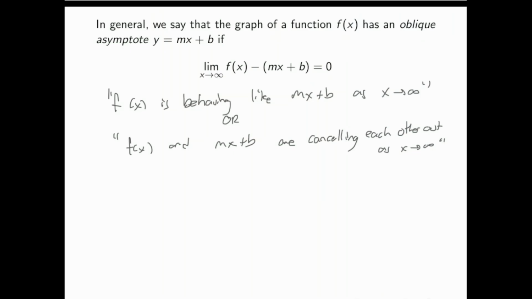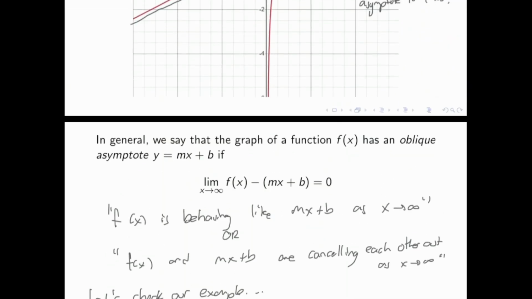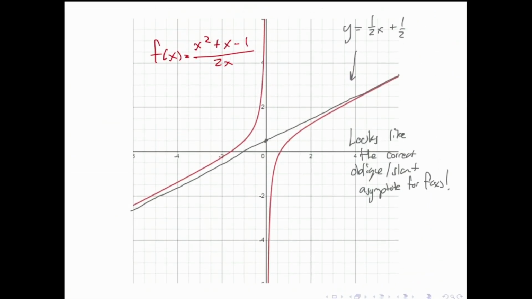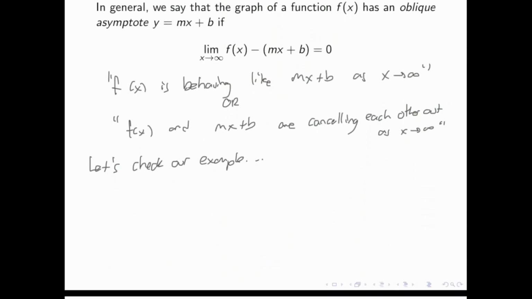Okay, so that's fine and good, but let's verify that this actually agrees with our example. So let's check our example. We said that our function was x squared plus x minus 1 over 2x, and our conjectured slant asymptote was a half x plus a half. So let's plug that into our definition and see if it works.